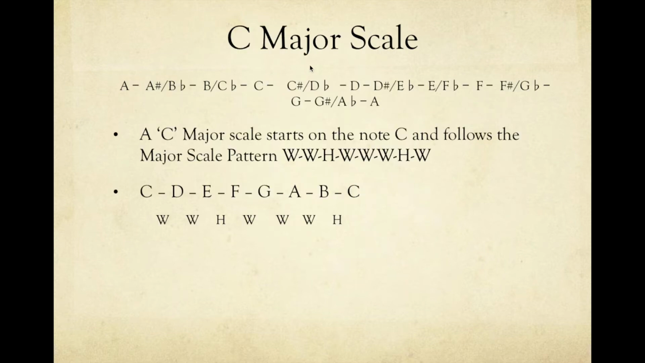So looking at the C major scale and following that pattern, you start at C, whole step up to D, whole step up to E, half step up to F, whole step up to G, whole step up to A, whole step up to B, and then a half step, just getting us back to C.